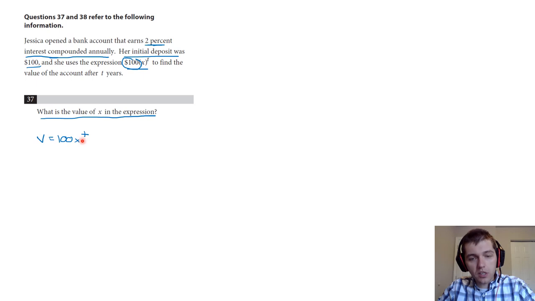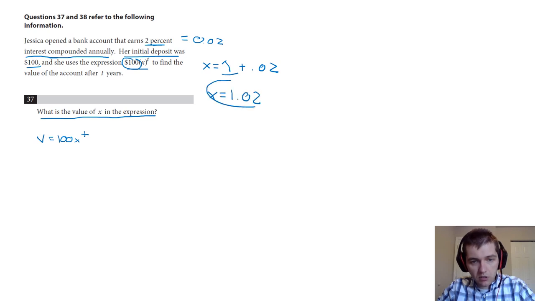And how much greater than one does it need to be? Well, it needs to be greater by the percent interest that she's earning, which is 2%. The percent interest is 2%, which is equal to 0.02, which means that x is equal to that 1 we just discussed, plus that 0.02, meaning that x is equal to 1.02. And that's the answer. You can bubble it in.